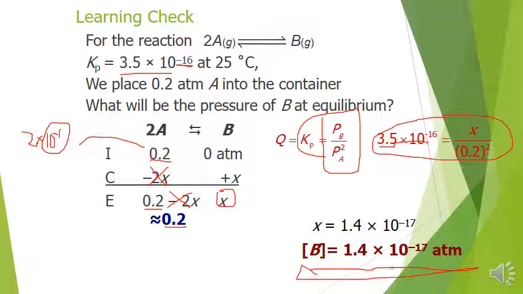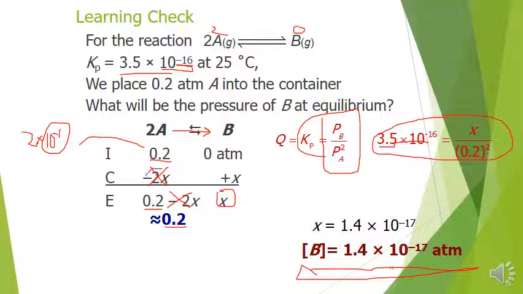Okay, so make sure you get that. All right, so the equilibrium expression is 10 to the minus 16th. The ICE table says that the reaction is going to move to the right because you don't have any product. Okay, you have 0.2 atmospheres here and 0 here. All right. So how much is it going to go down? It's going to go down by 2x, and the other side is going to go up by x.